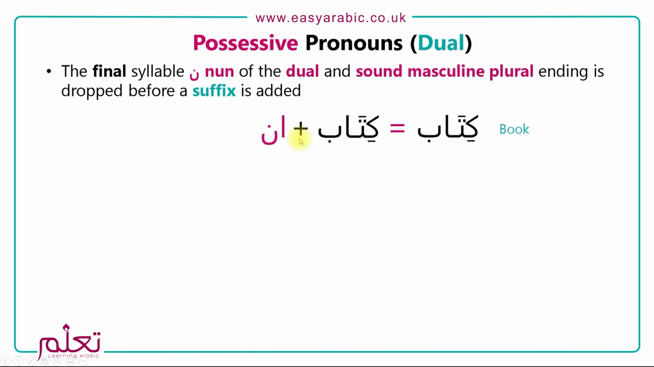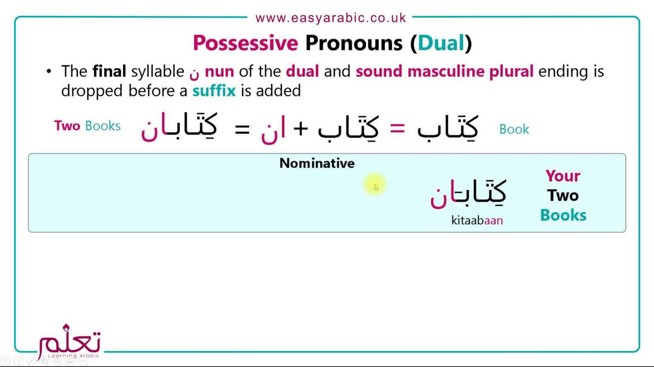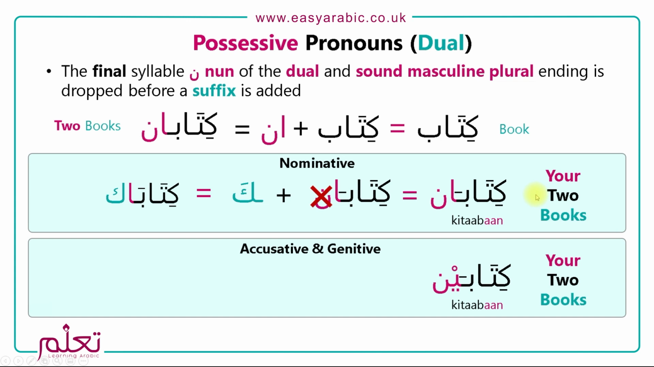Okay, so to add a suffix to two books, we'll say your two books. We take kitaban, remove the noon, and then add the ka at the end, which becomes kitabaka, your two books. If we do the same thing with the accusative and genitive case, the suffix added is ya noon. Same thing here. We say kitabayn, and then we remove the noon and add the ka. So it becomes kitabayka. Okay.